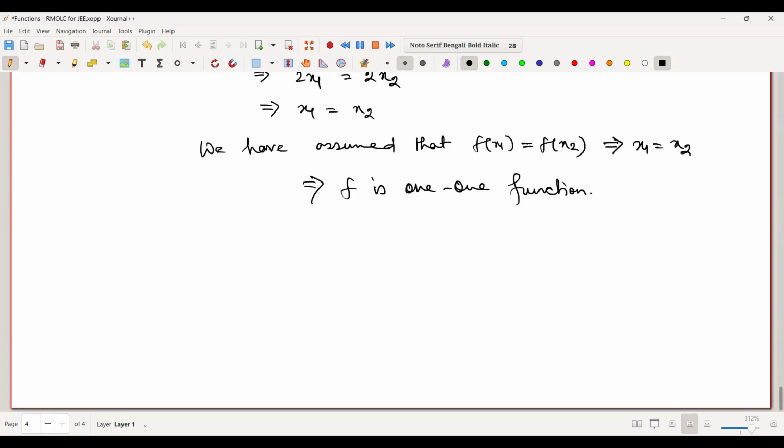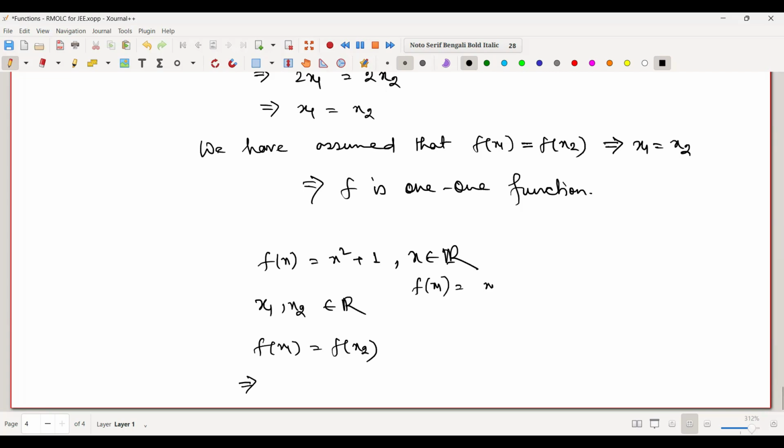Okay. Now take another example, f(x) equal to x square plus 1. Again, we are taking two different elements. Suppose x1 comma x2 belongs to R. Now f(x1) equal to f(x2). This implies that f(x1) is x1 whole square plus 1, and f(x2) is x2 whole square plus 1.